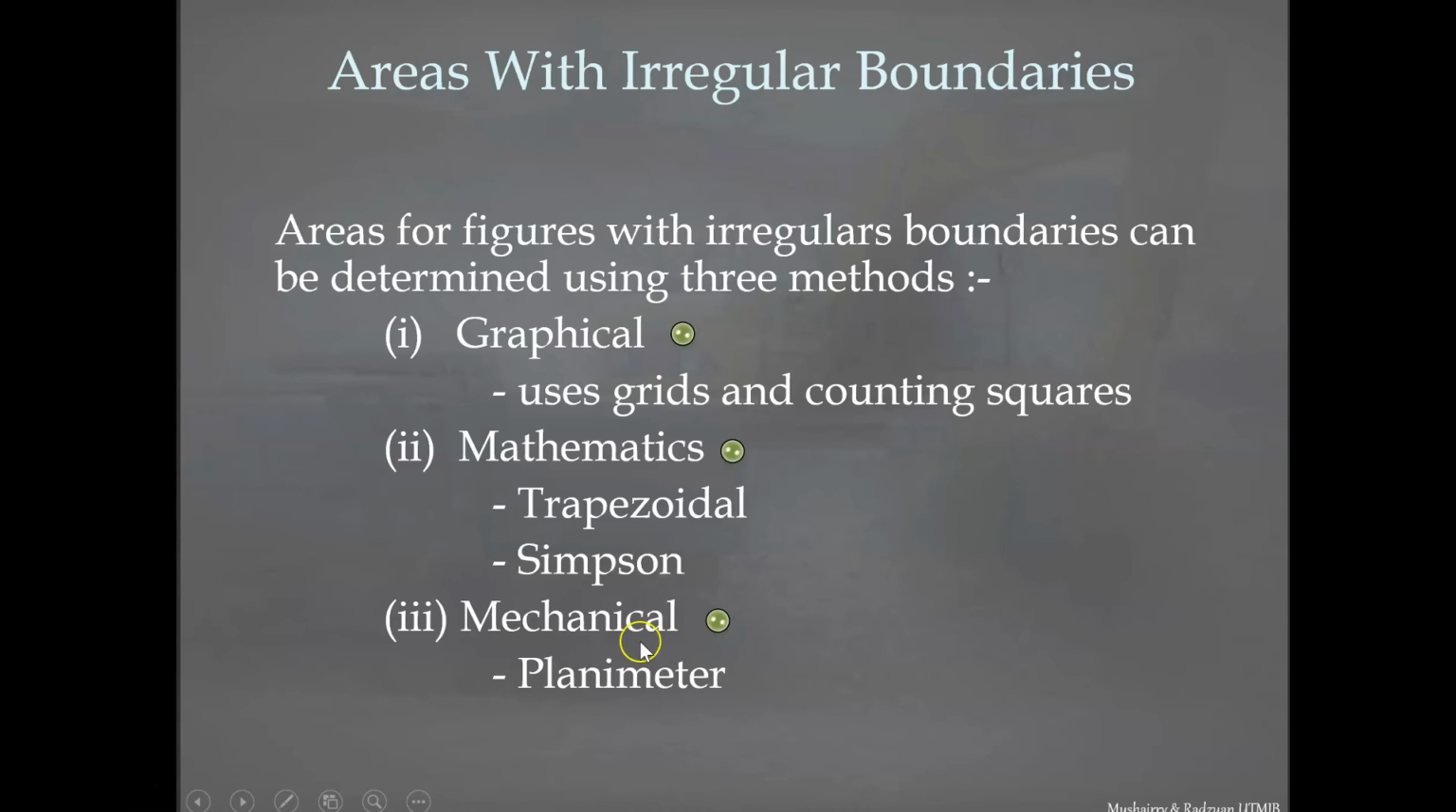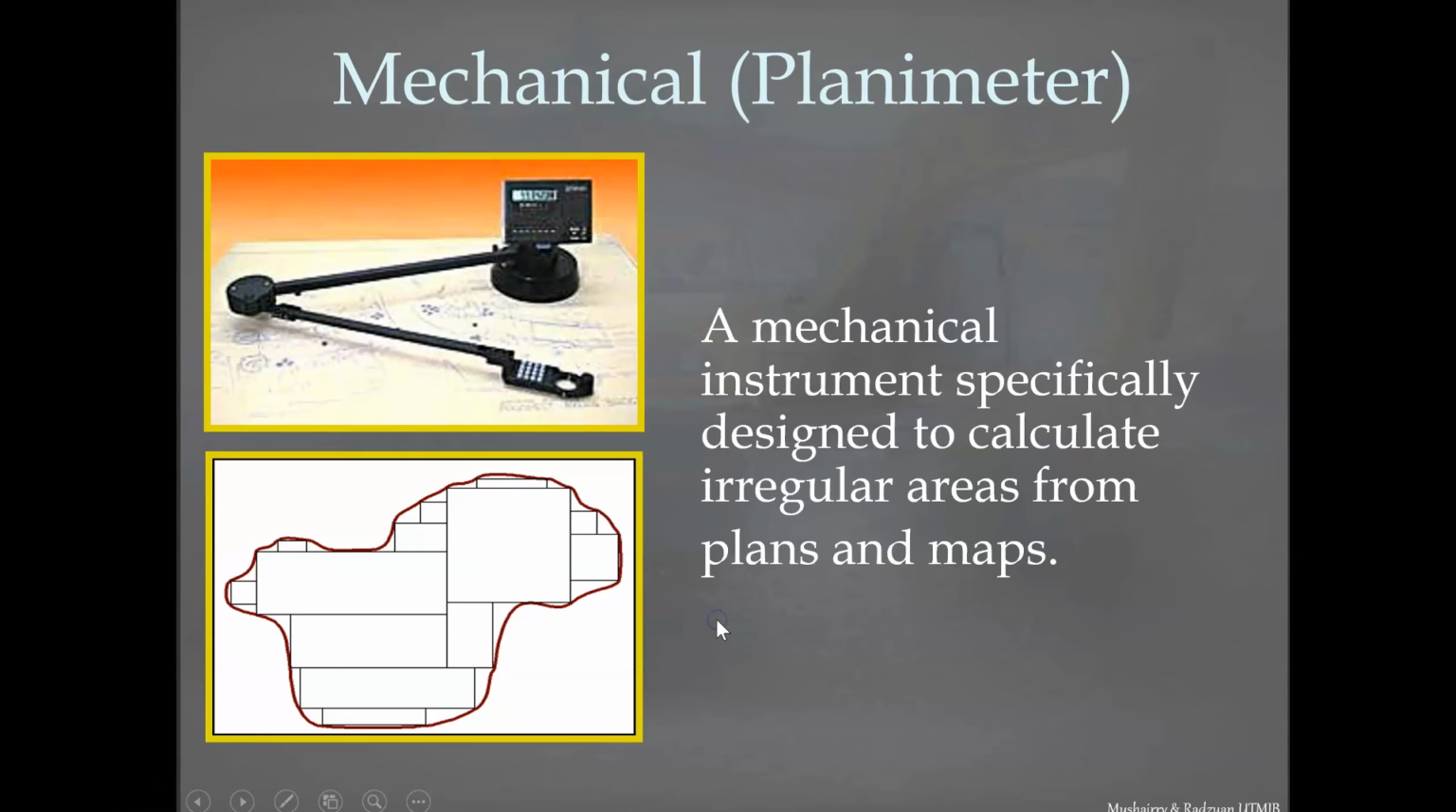Why do we call it mechanical? Because we use an instrument. An instrument is called a planimeter, when we want to determine the area. So a planimeter looks something like this: an instrument with an arm and a tracer, some keys there, number pads, a small keyboard for us to input data.